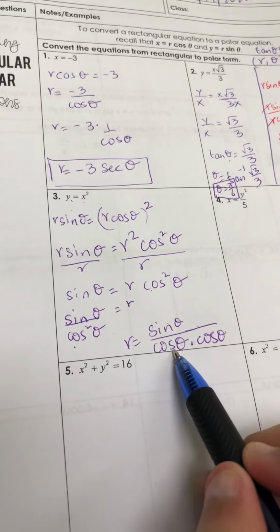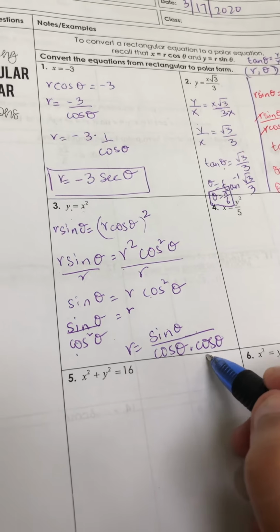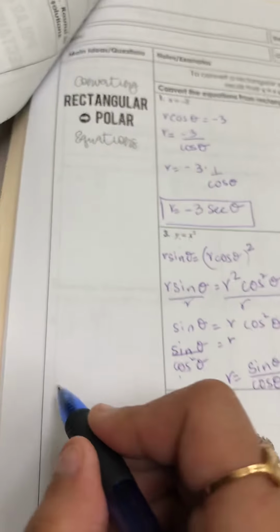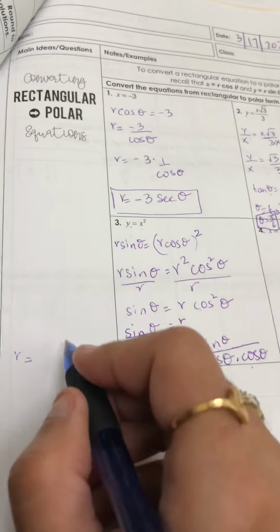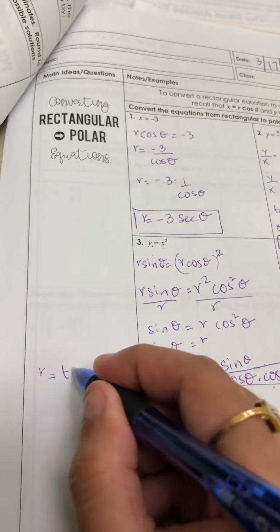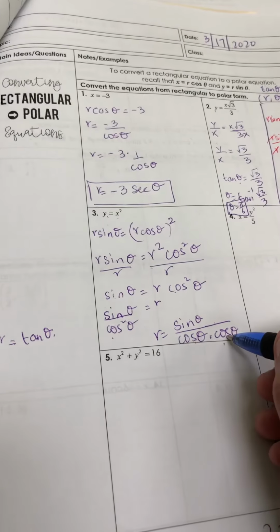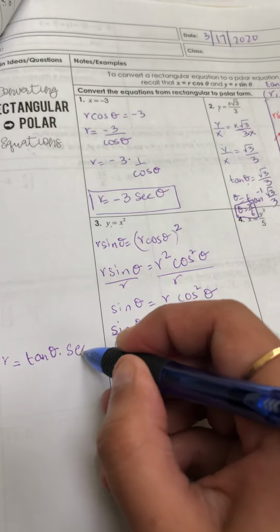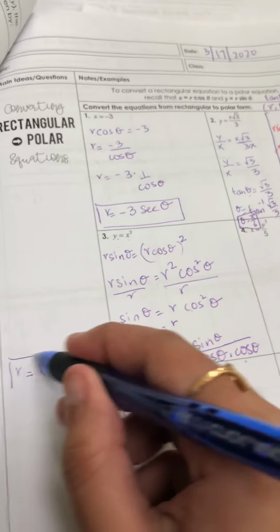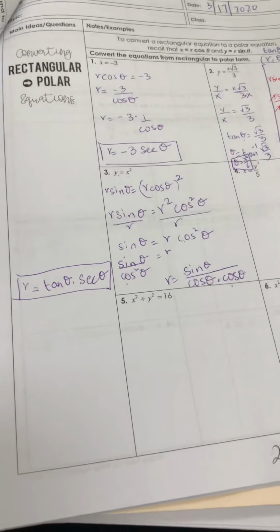Now sine over cos becomes tangent, and this is 1 over cos, right? So I can write it as r equals sine theta over cos theta, which becomes tangent theta, times 1 over cos, which is secant theta. So this is my final equation in terms of tangent theta and secant theta.